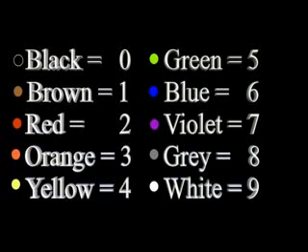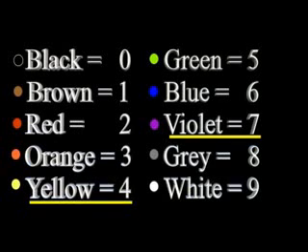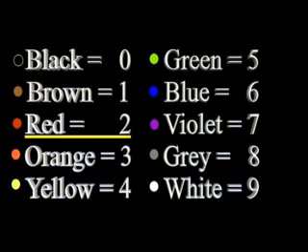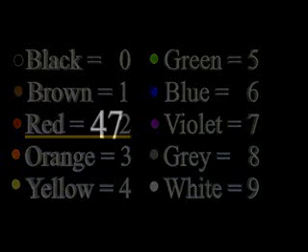Checking the color key, we see that the first two colors, yellow and violet, represent the numbers 4 and 7. Record those two values. The third color band, in this case red, is called the multiplier. It tells us how many zeros we add to the first two numbers. Red represents 2. We need 2 zeros. The value of this resistor is 4,700 ohms.